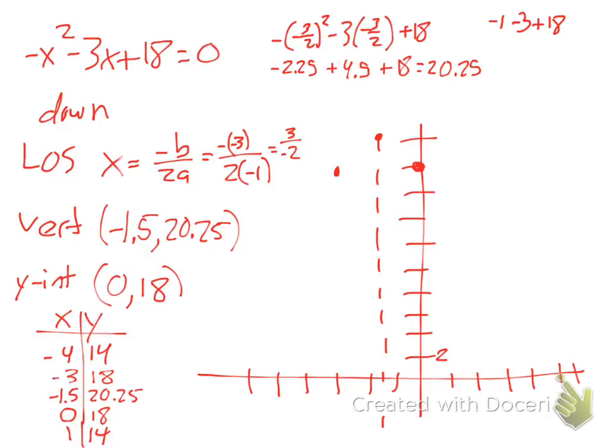So I could graph those now. 2, 4, 6, 8, 10, 12, 14. So at 1, it's at 14. And all the way over here at negative 4 is also. Is that starting to make a nice looking parabola? Yes. I'm going to stop here, and I'm just going to draw it in.